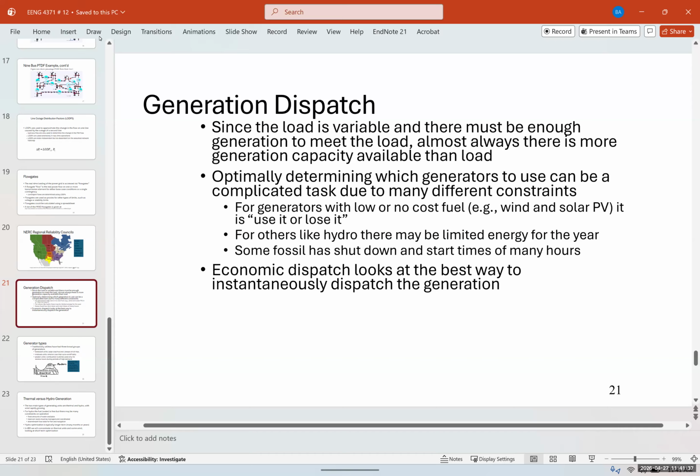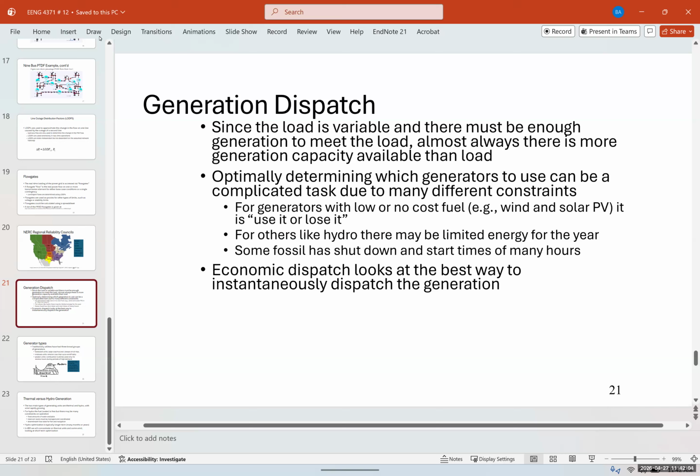Sustainable. And so since the fuel is free, we want to run them as much as possible. And for hydro, there may be limited water for the year, so you can't open it and let it just flow. And for fossil fuels, we want to minimize total fuel costs. So we don't want to run a coal power plant or a gas power plant on its full capacity.